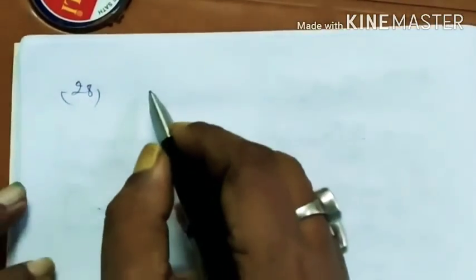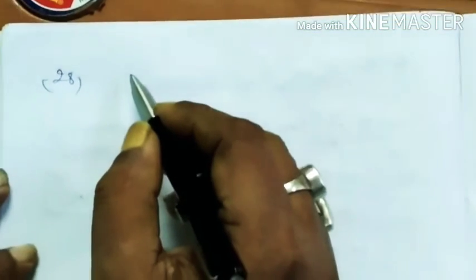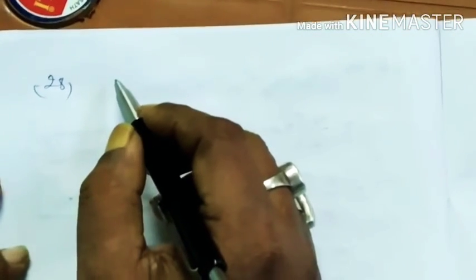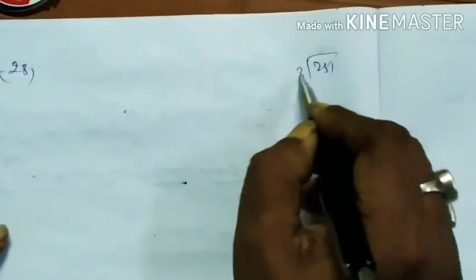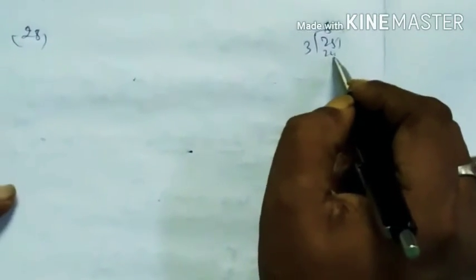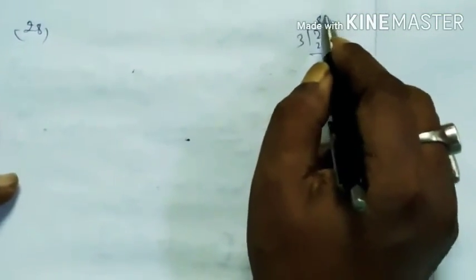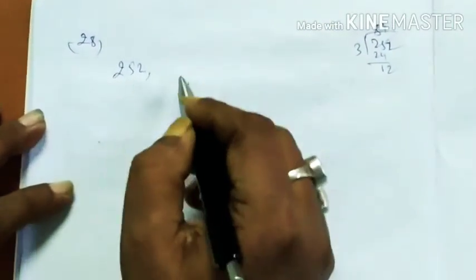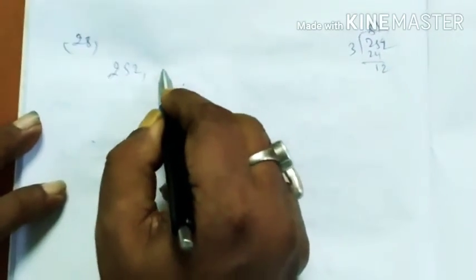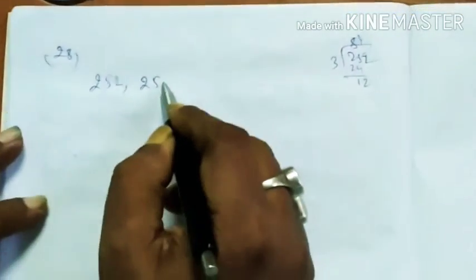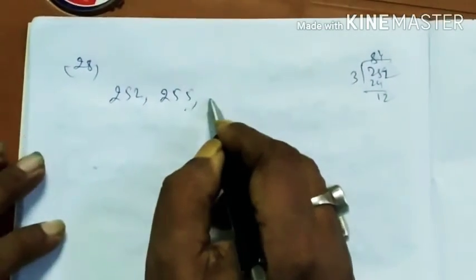Divisible by 3 between 250 and 1000. That means our first number, A, will be 251? 3 8s are 24, so not 251. That means it will be 252, since 3 4s are 12. Our first number will be 252. Then our second number will be 250 plus 3, that is 255, and so on.